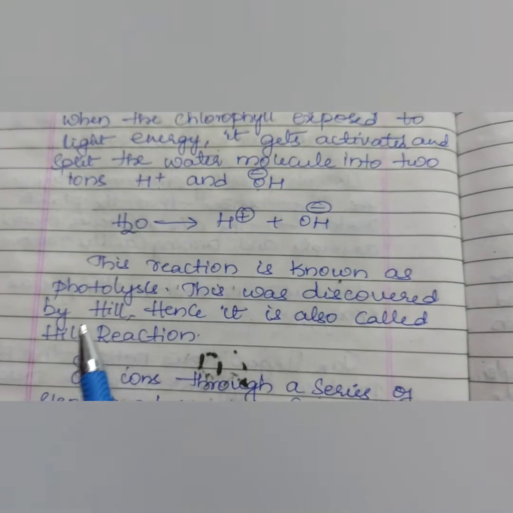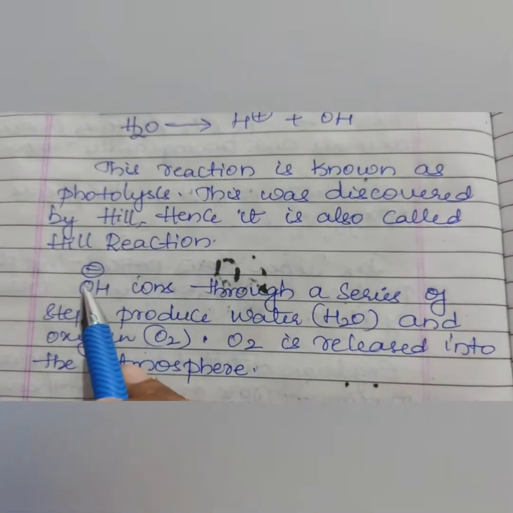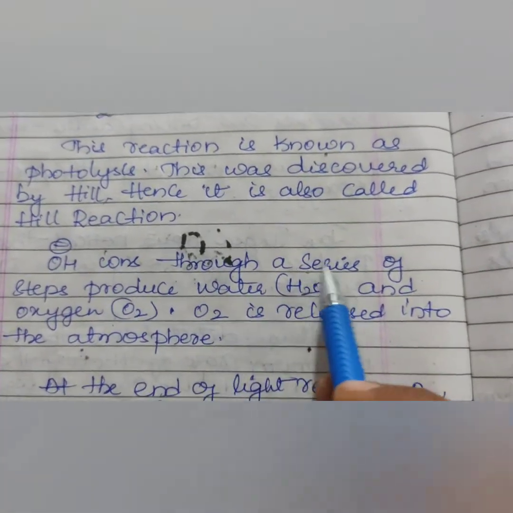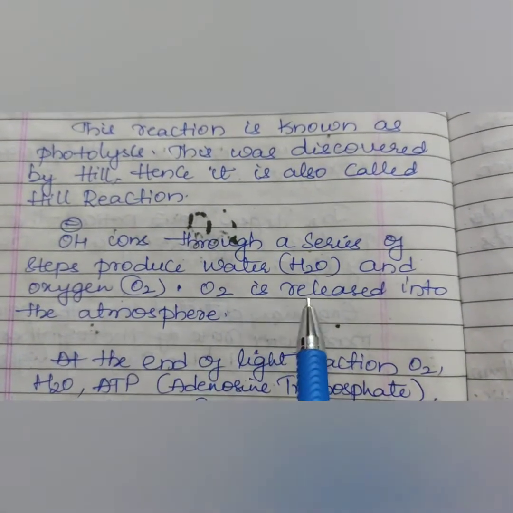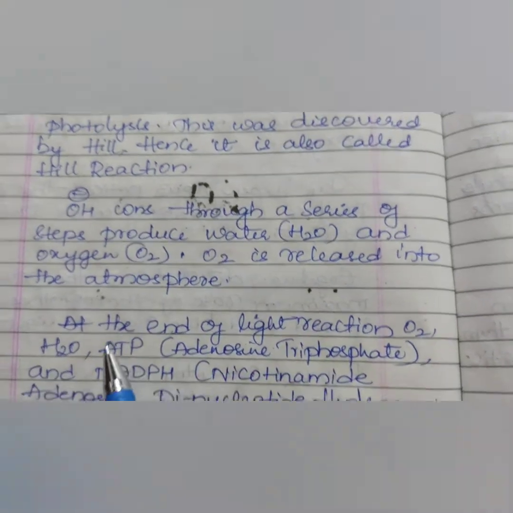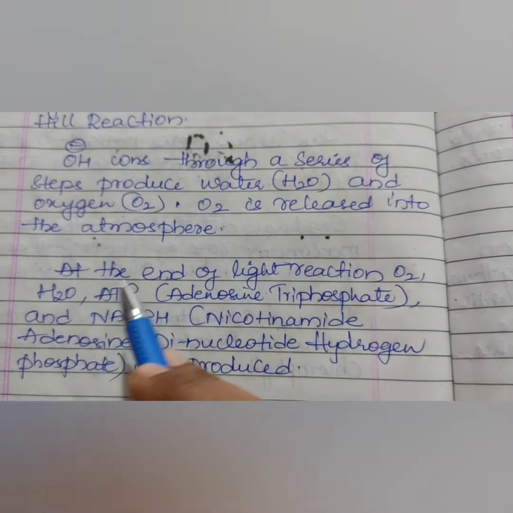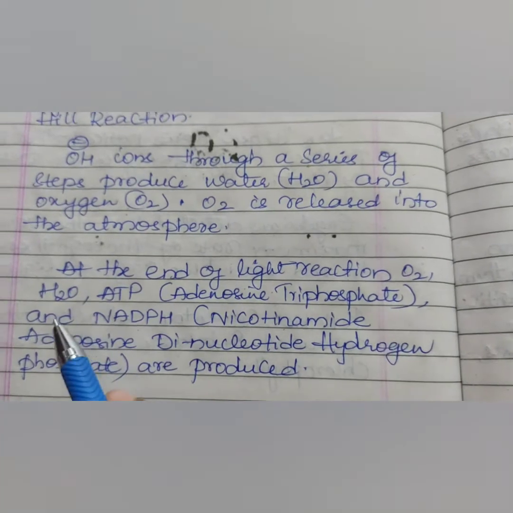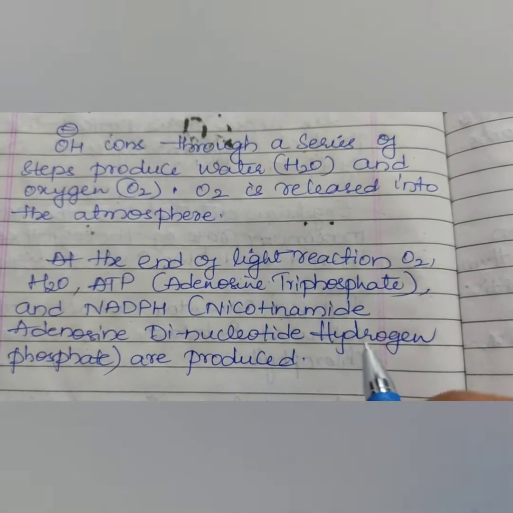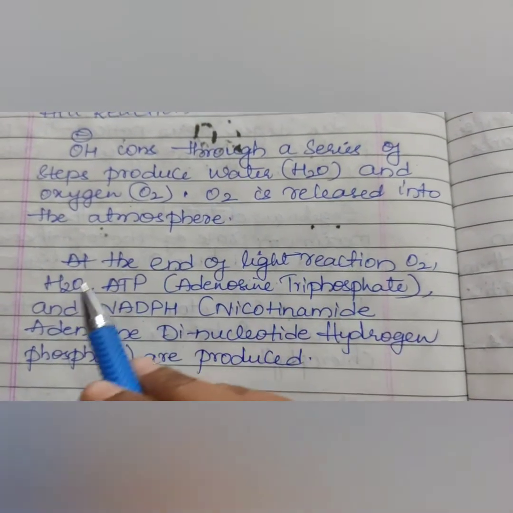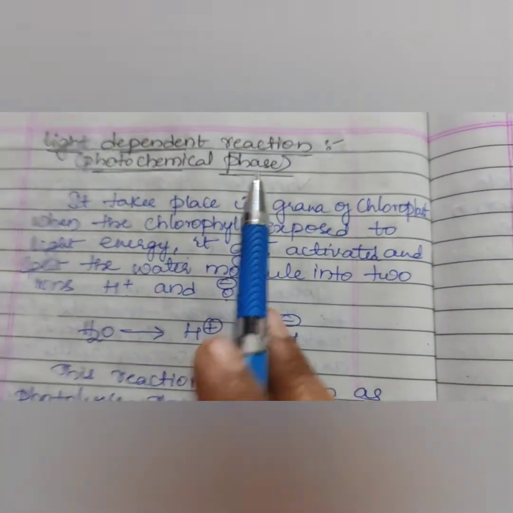This was discovered by Robert Hill. Hence it is also called the Hill reaction. Here OH minus ions, through a series of steps, produce water and oxygen. Oxygen is released into the atmosphere. At the end of the light reaction, oxygen, water, ATP, that is adenosine triphosphate, and NADPH, nicotinamide adenine dinucleotide phosphate hydrogen, are produced. So these are the end products of the light or photochemical phase.